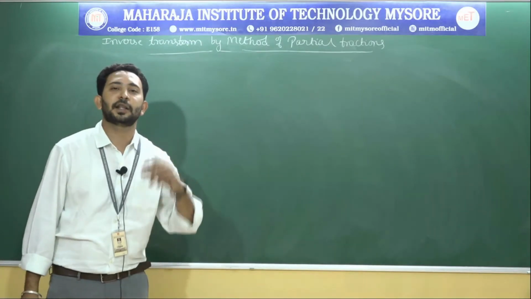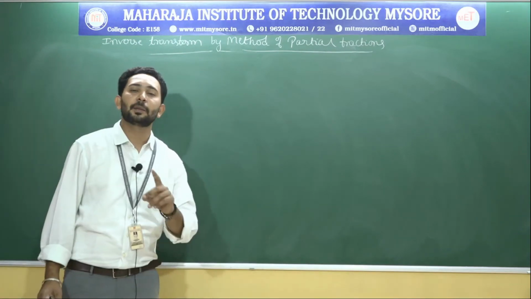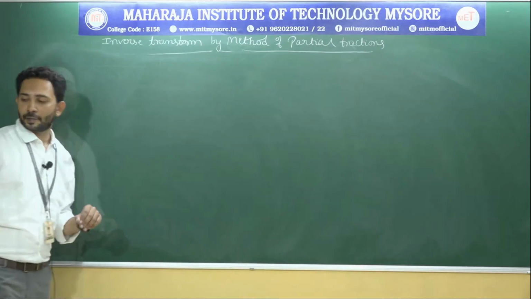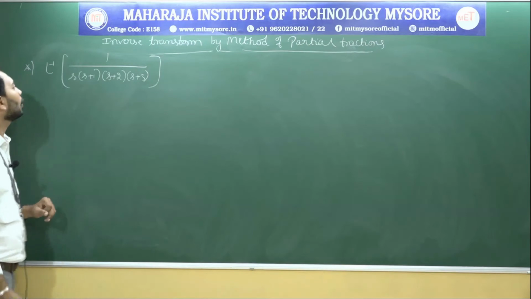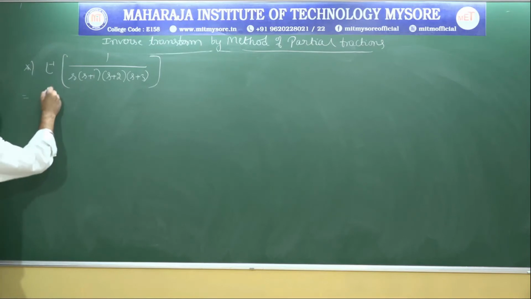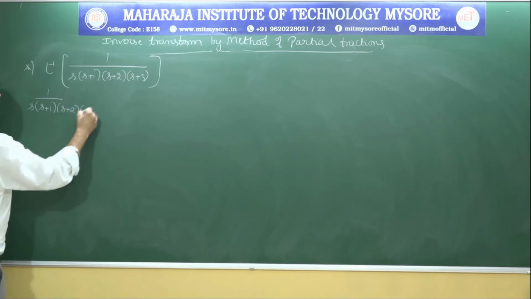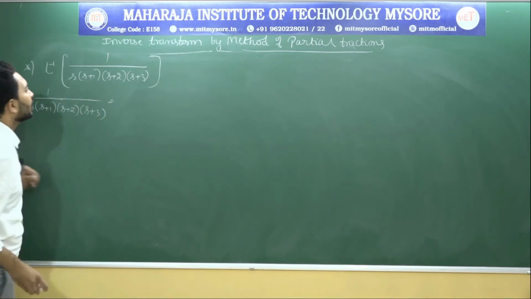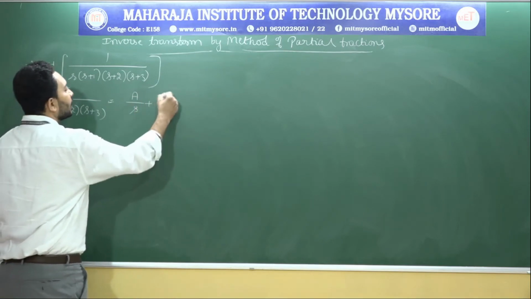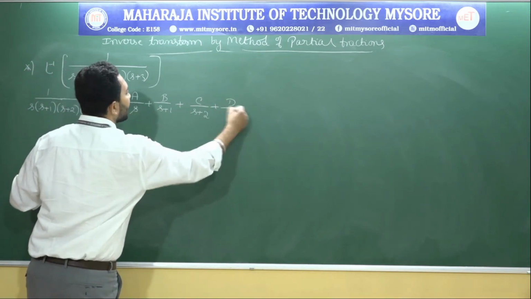Next one, we have one more method in inverse Laplace transformation. So now I am going to find inverse transform by the method of partial fractions. I'll explain this with an example now. Take this example, 1 over (s plus 1)(s plus 2)(s plus 3). I can write this by using partial fractions. It is a by s, b by s plus 1, c divided by s plus 2, plus d divided by s plus 3.